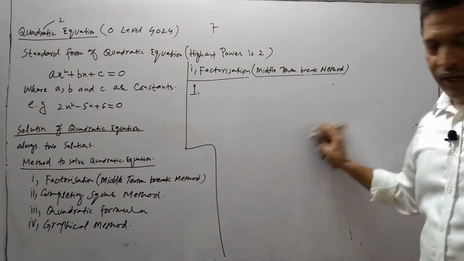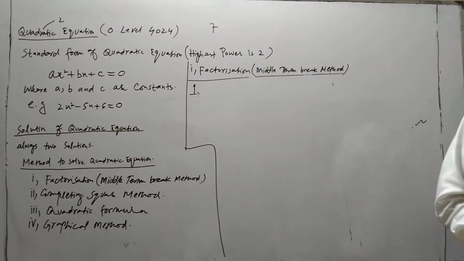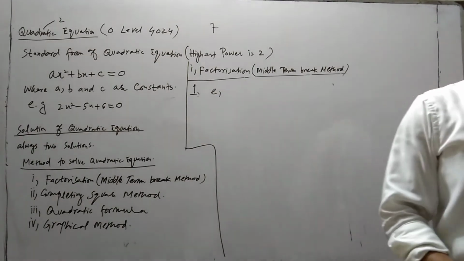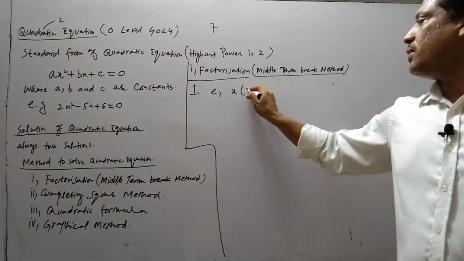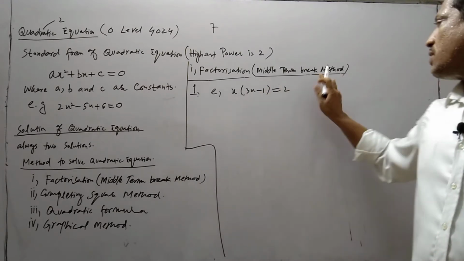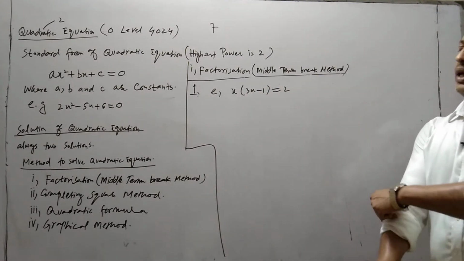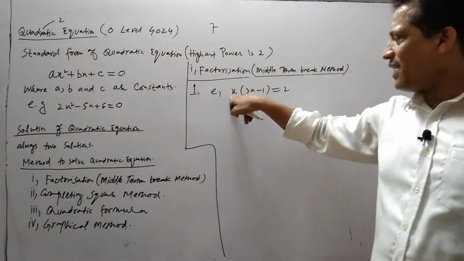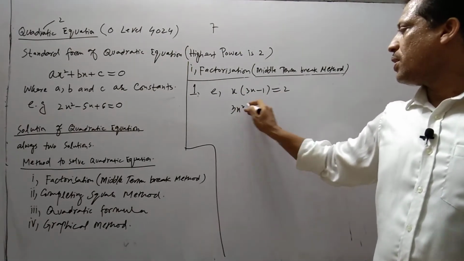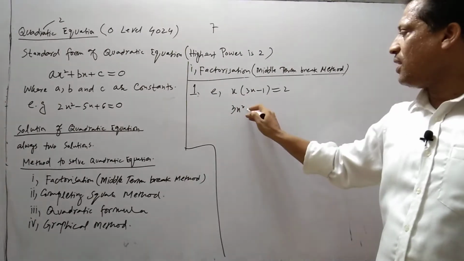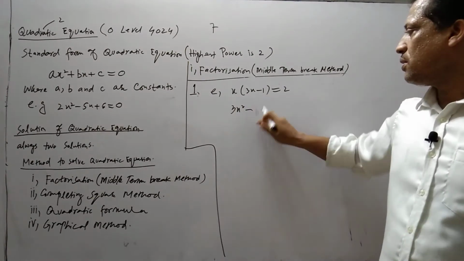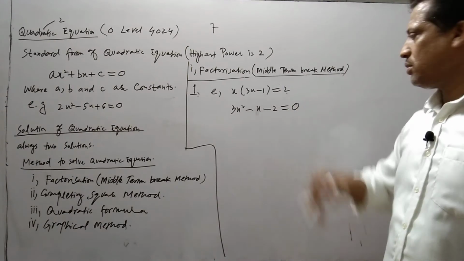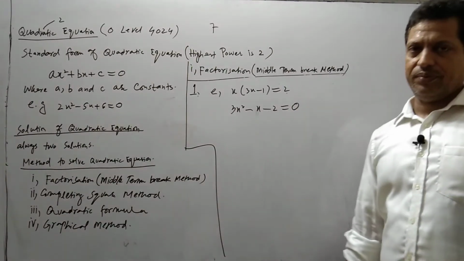The next part is part E. E is x into 3x minus 1 is equal to 2. This is not in standard form, so first we have to multiply this. X into 3x is 3x square, x ones are x, and this 2 we shift over to the left hand side. Now this is in standard form.